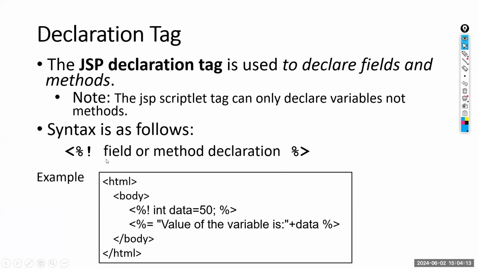Then we have another thing, that is the JSP declaration tag. That is less than percentage exclamation mark, then percentage greater than sign. That is how you declare your variables and so on. If you want to declare a variable, you need to use this syntax. You can use it to declare variables like integer, double, float, string. Then you can refer to those variables later. For example, let's do it.